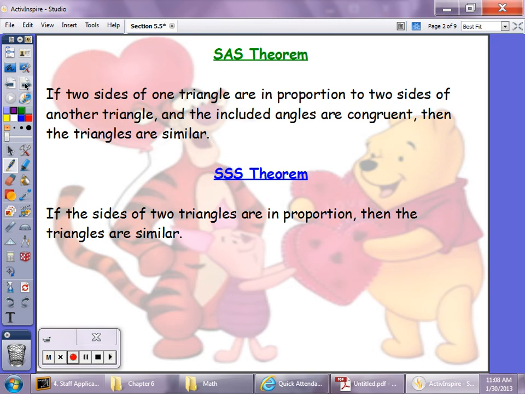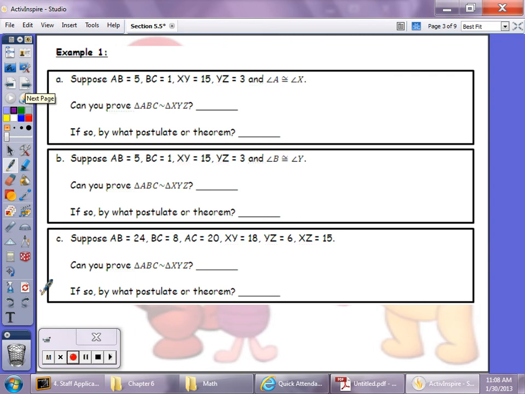So let's take a look at a couple examples using our angle-angle theorem, which we learned in the last lesson, our side-angle-side, and our side-side-side theorems for similarity. The most important thing for this section is to make sure you draw and properly label your diagrams.